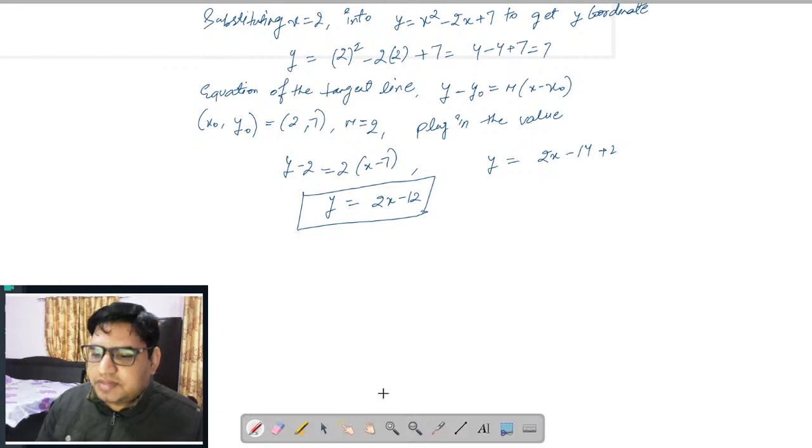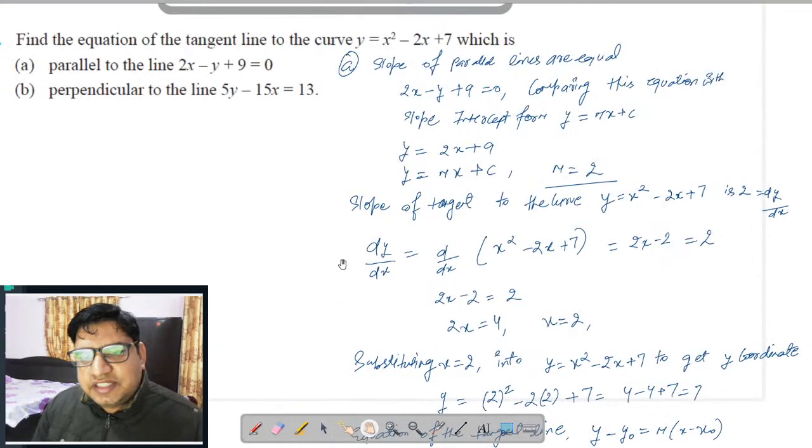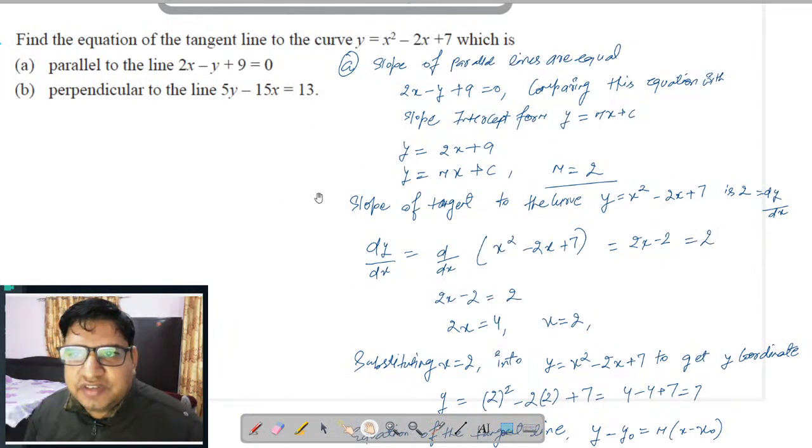So y is equal to 2x minus 12. That is the equation of the line. And what we need to find is the equation of the tangent line to the curve which is perpendicular to the line. So we need to find the tangent to the curve, but that tangent should be perpendicular to the given line.